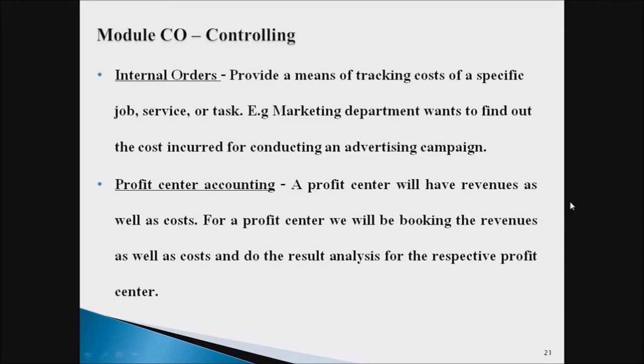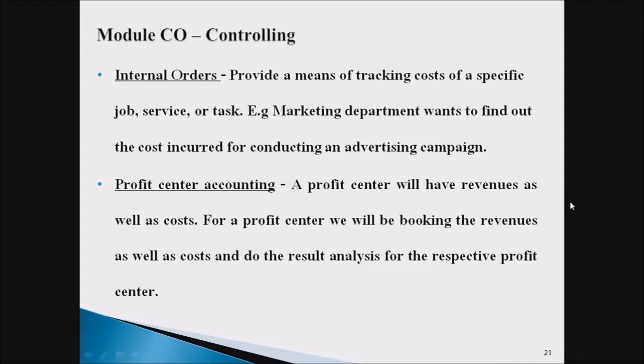Second important area, we talk about internal orders. Now, internal orders is something which goes one step ahead of cost center accounting. In cost center accounting, I am trying to get the information at the department level. But at times, there may be a requirement where I need some information activity-wise, or for a specific task or for a specific job. Then how do I get that information? I have to depend on my internal orders.